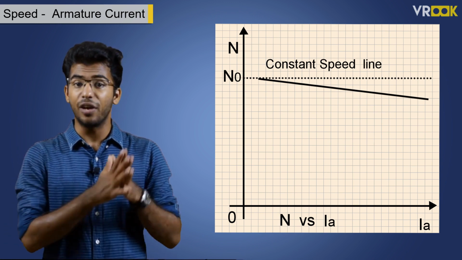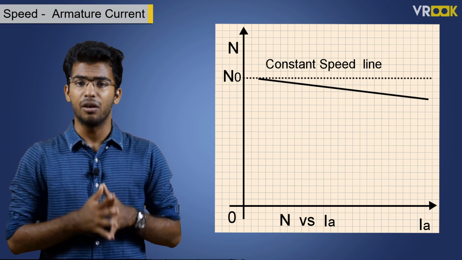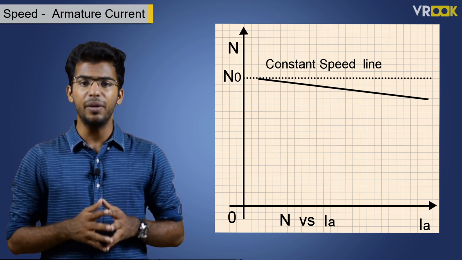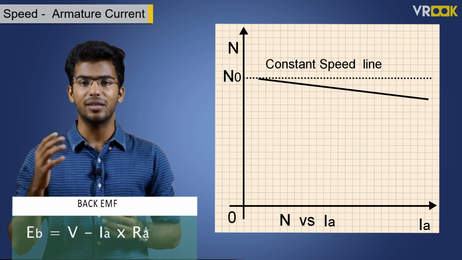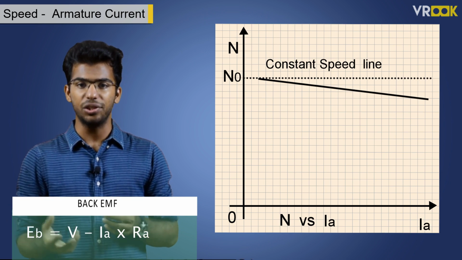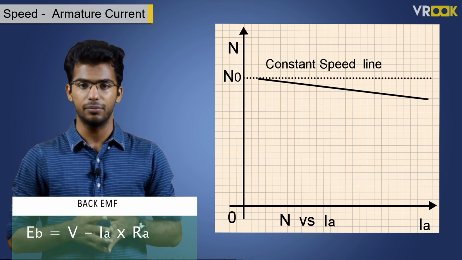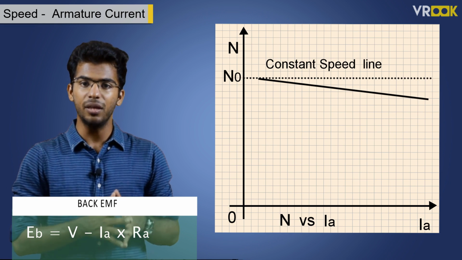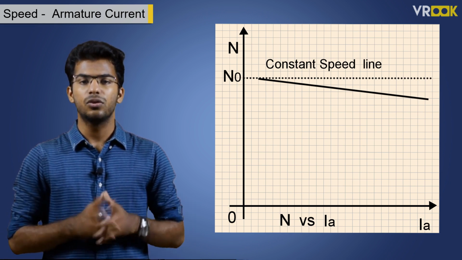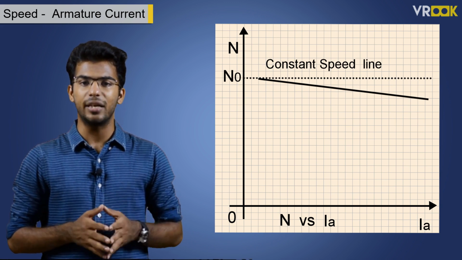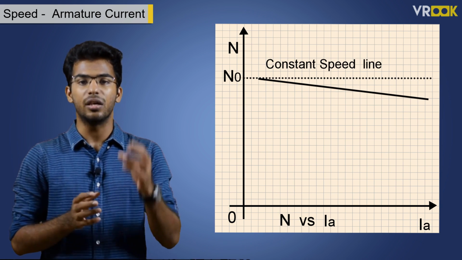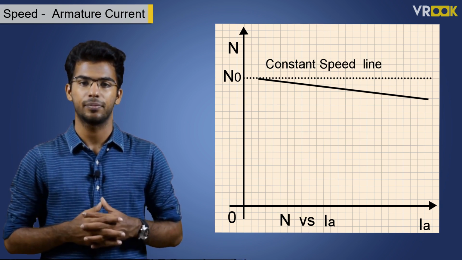You might ask, we are talking about Eb, but where is Ia, the armature current? If you remember, Eb is given as V minus Ia Ra. The only factor in this equation which changes is the armature current. So, we mean current when we talk about Eb. So, this is about speed current characteristics, and the conclusion is the DC shunt motor is a constant speed motor.